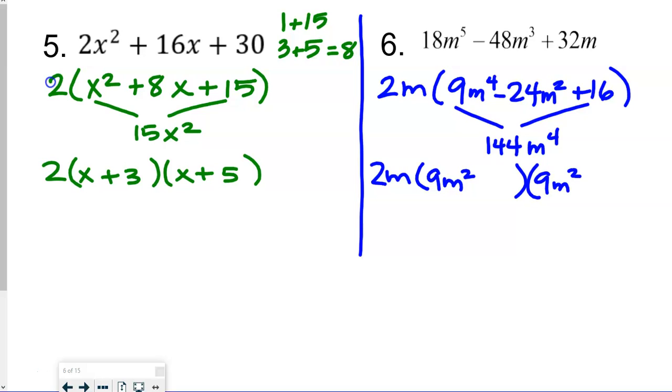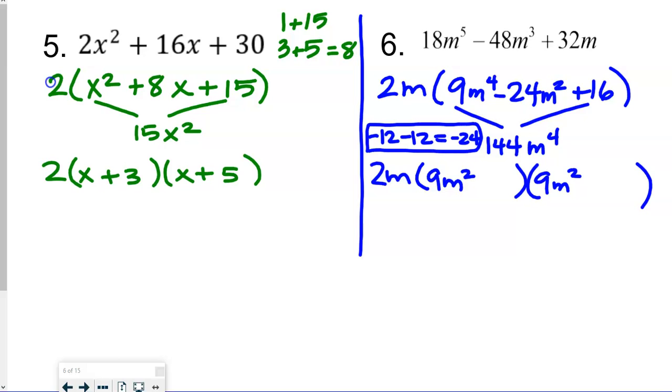Just bringing down the coefficient with the m squareds and the m squareds, okay? So now we're looking at what are the factors of 144 that when added together give us a negative 24. Well, hopefully all of y'all know this one. We're going to do negative 12 and negative 12, right? Because that's going to be negative 24. Okay, that's the factors we're looking for.